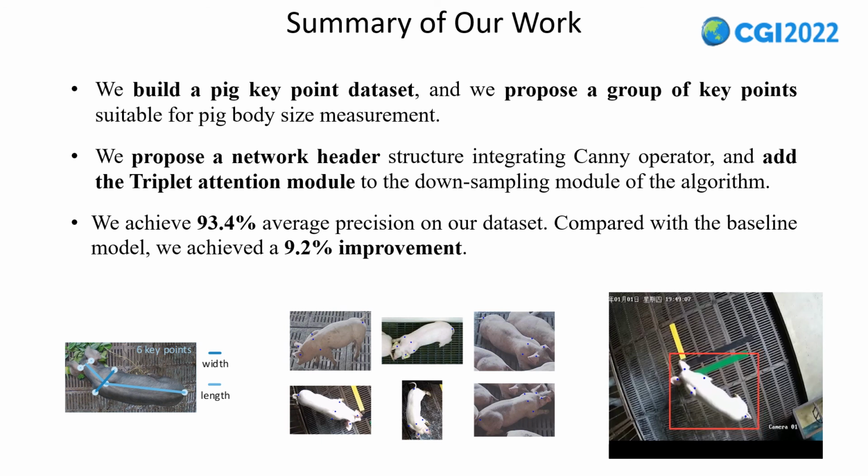Let me take a summary of our work. First, we built a big key point dataset, and we proposed a group of key points suitable for peak body size measurement. Second, we proposed a network header structure integrating the Canny operator and added the triplet attention module to the downsampling module of the network. Finally, we achieved 93.4 average precision on our dataset. Compared with the baseline model, we achieved a 9.2% improvement. Thank you for your attention.